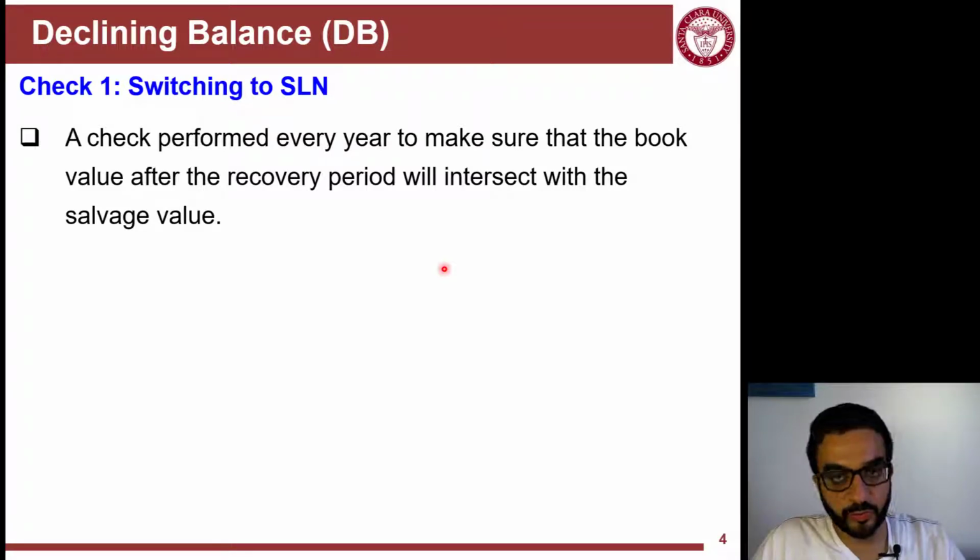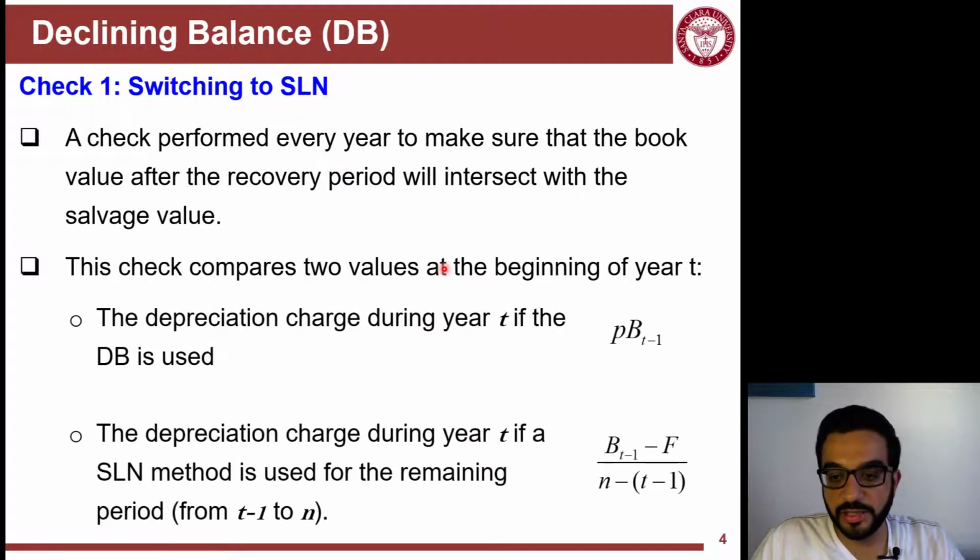The first one is switching to straight line, and this check is literally an inequality check that I apply to see if it's satisfied, to see if I will change my depreciation in the middle of the asset's life from declining balance to straight line. I calculate 2 values every year. Every year, it's not just a matter of applying the 2 formulas of DT and BT. I have to make sure that I'm not messing up my future book value so that it will not be equal to the salvage value.